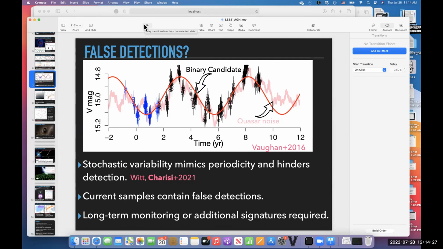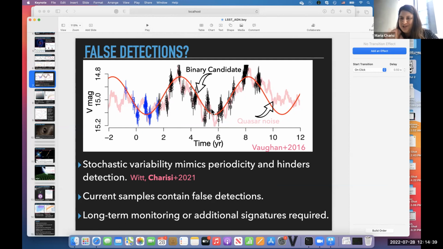Has the community agreed that you have to have a certain number of cycles, or you have to perform a certain type of simulation so that you're convinced things are actually correct? So I would say for this candidate, the PG1302, the jury is still out. I think the longer data will actually tell us whether it's periodic or not.